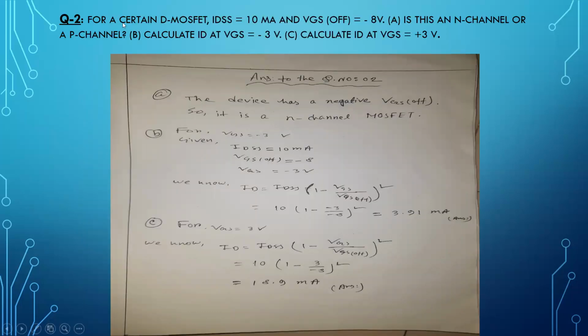Now I will discuss the mathematical problem of the depletion type MOSFET. Here we can see the value of IDSS is 10 milliampere and VGS(off) equals -8 volt. We need to find out whether it is an N-channel or P-channel, and calculate ID at VGS of negative 3 volt and at VGS of positive 3 volt. We know that VGS(off) is a negative voltage, so it will be an N-channel MOSFET.